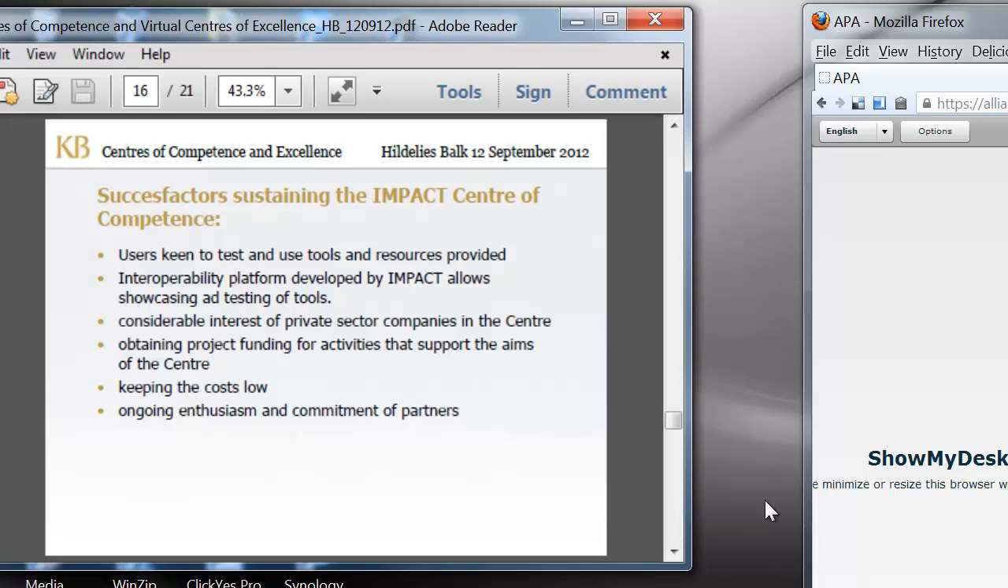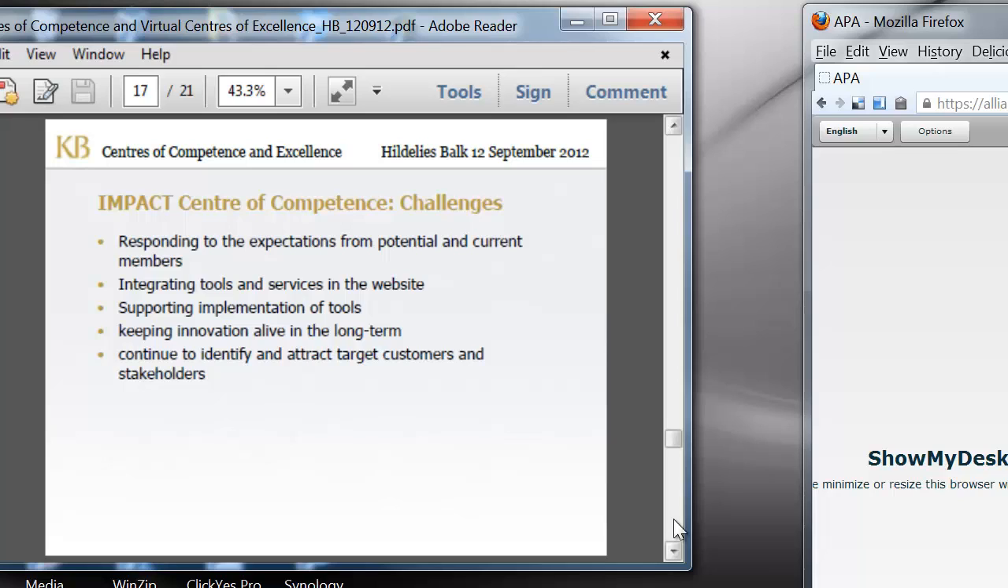I think our success factors currently are that the users are really keen to test and use the tools and resources provided. The interoperability platform Impact developed allows showcases and testing of tools. There's considerable interest from private sector companies. We have managed to obtain project funding for activities that support the aims of the center. It's a project currently still being negotiated at the EC, actually at this moment or tomorrow. It's a success project. We keep the costs low and we have ongoing enthusiasm and commitment of partners. Next, please.